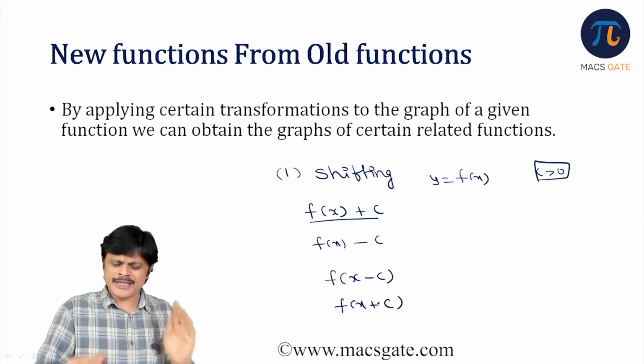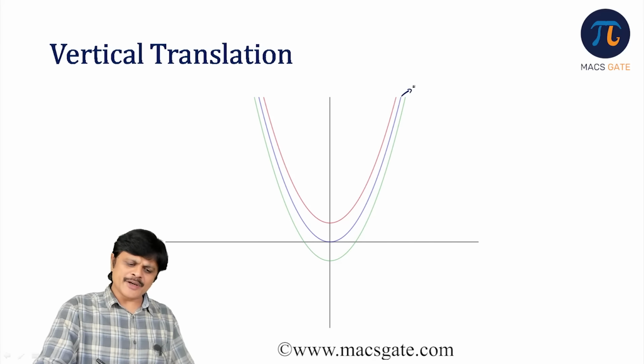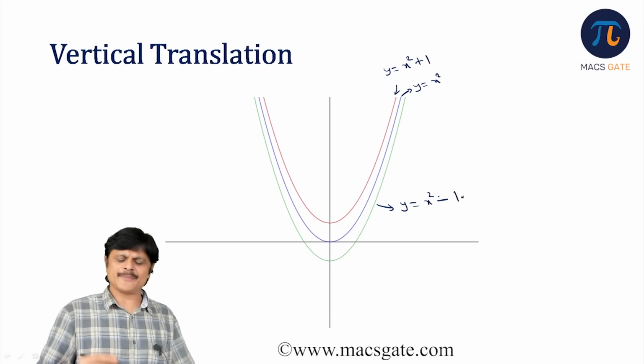Suppose it is f(x) minus c, and remember c should be positive, so what happens? Same y equals x square, and suppose I do y equals x square minus 1, what happens? It will shift 1 unit down. So we can write all this together for vertical translation. This blue one is your y equals x square, this red one is y equals x square plus 1, and this green one is y equals x square minus 1. This is about vertical translation.